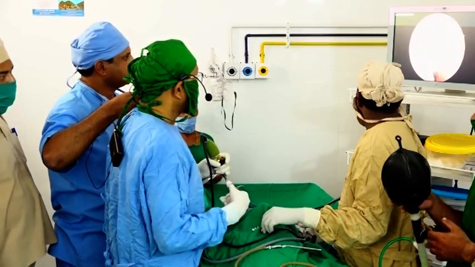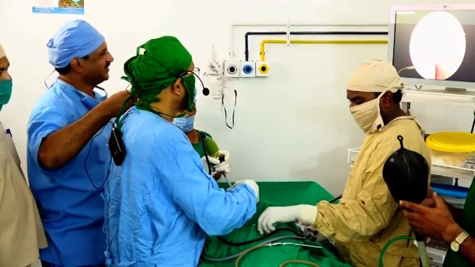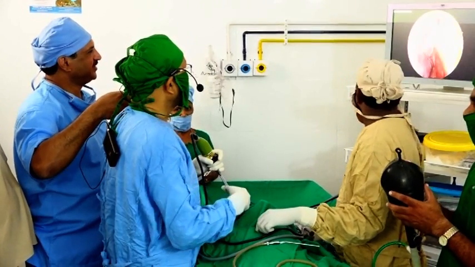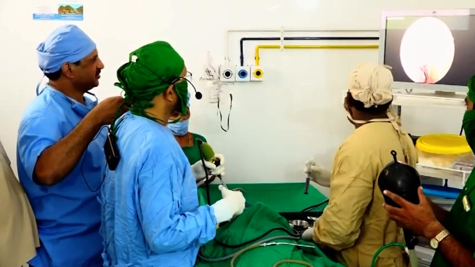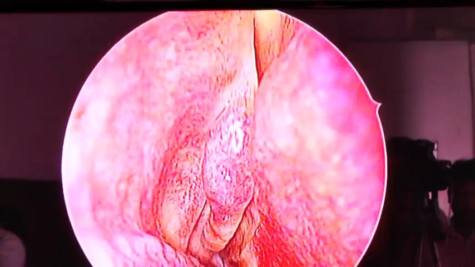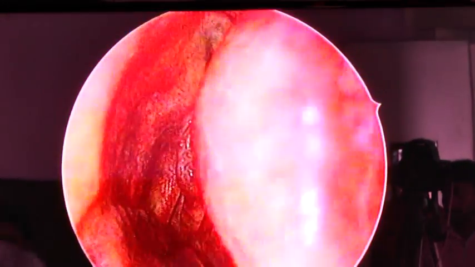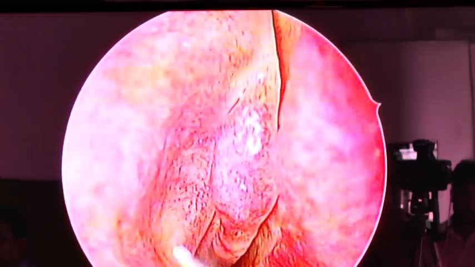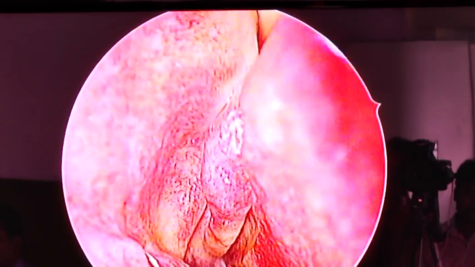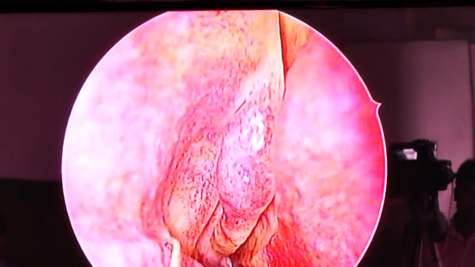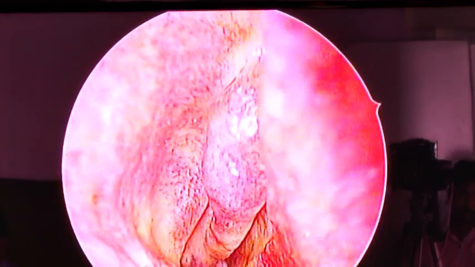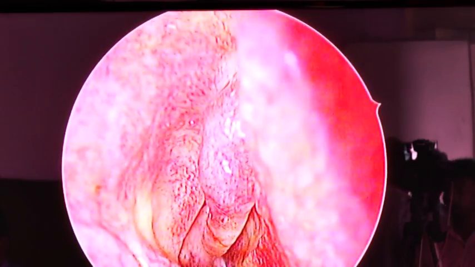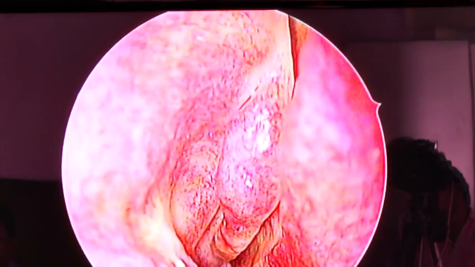4% lignocaine and adrenaline, with cotton pledgets, gives a very good decongestion effect here. I see a lot of infiltration of 1% lignocaine with 1 in 1 lakh adrenaline. In fact, for the infiltration there are only 3 points. One is at the attachment of the inferior turbinate, as you can see here. You can appreciate this blanching happening.